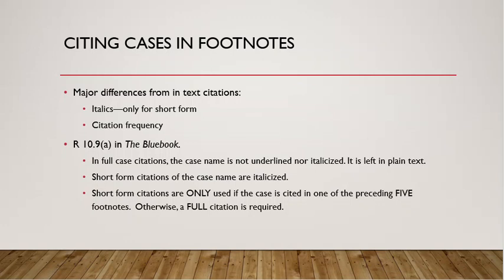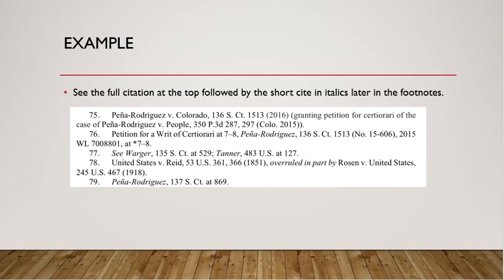In full case citations, the case name is not underlined or italicized, as we mentioned before. It is left in plain text. Short form citations of the case name are italicized. Now, short form citations are only used if the case is cited in one of the preceding 5 footnotes. Otherwise, a full citation is required. That means if you're citing a short cite to a footnote and it previously had cited the full cite 4 footnotes prior, you can use the short cite. But if you haven't cited that case in 9 footnotes, you need to recite the entire full case name. Example: see the full citation at the top of the page for Pena-Rodriguez, followed by the short cite 4 citations later.